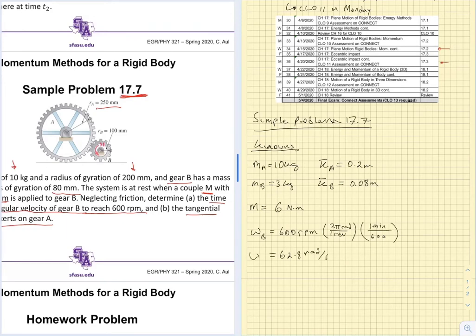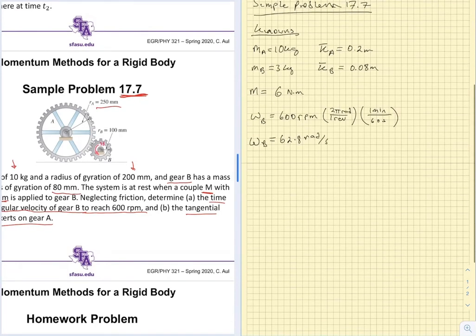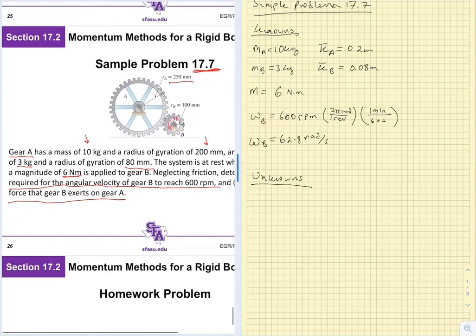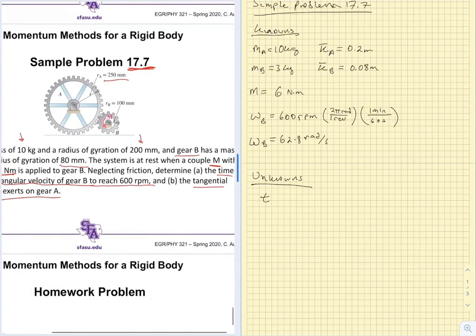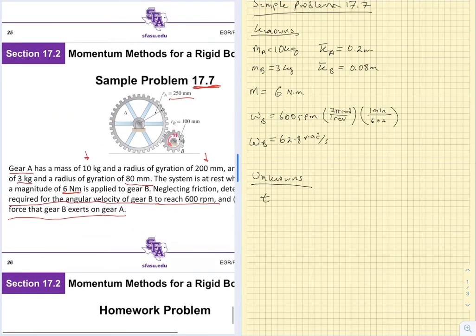Which we know if we multiply that by its revolution, so we have 1 revolution on the bottom, that's equal to 2 pi radians. And for a minute, we have a minute on the top, divided by 60 seconds on the bottom, this should give us radians per second. If we calculate that out, that should be equal to 62.8 radians per second. So that's my angular velocity of B after some time.